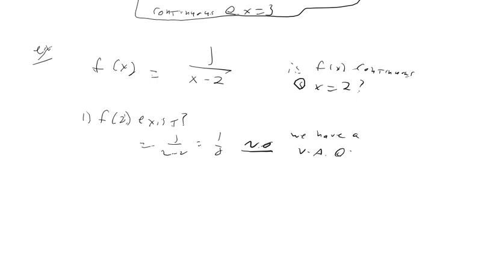So we can stop already. We know it doesn't exist. We know that it's not continuous at 2. But we have to say it, right? f is not continuous at x equals 2 because f of 2 does not exist.